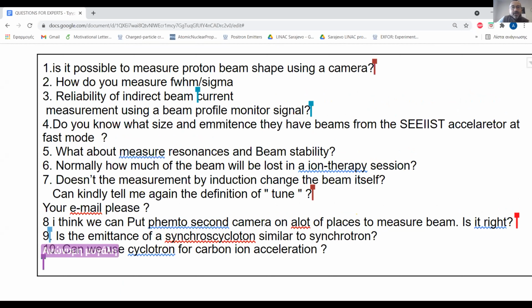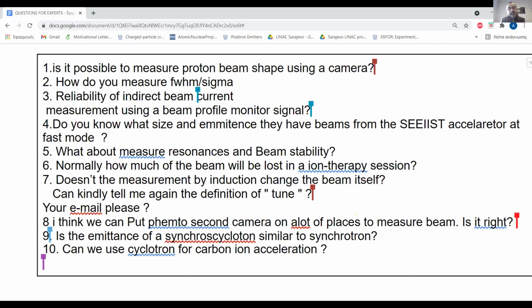What about a measure of the resonances and the beam stability? Yes, this is a very interesting point. I don't know if you remember in my lecture, I was showing at some point a graph from the GSI machine where the resonances were measured. Usually how you measure it, you measure the lifetime of the beam. You inject the beam, you bring it to certain values of the tune, horizontal and vertical, and you measure how long the beam stays in your machine. If you are in a resonance, the beam is lost relatively fast and your lifetime is short. And this allows you to measure the resonance, basically.